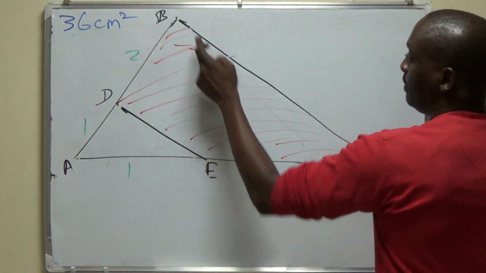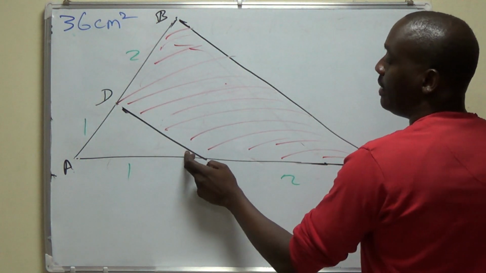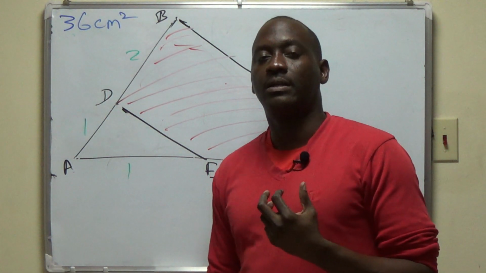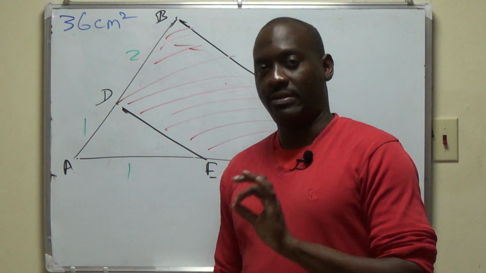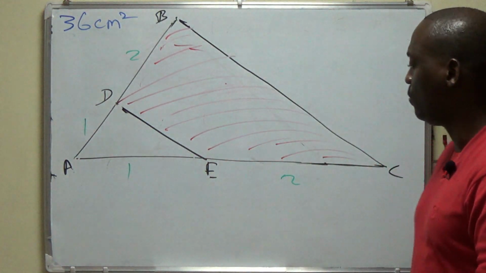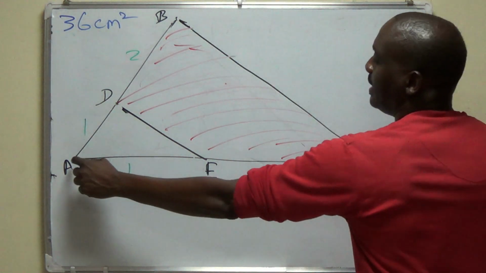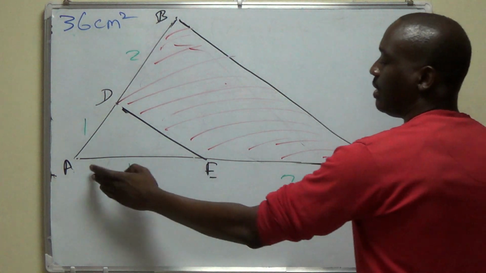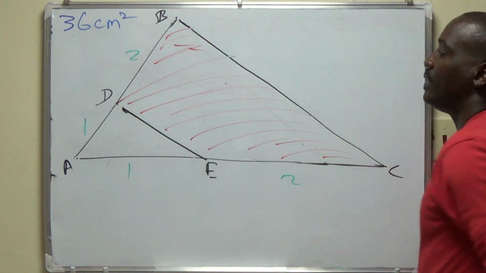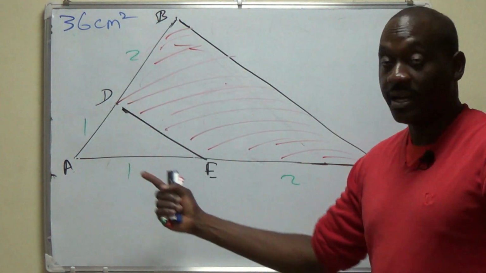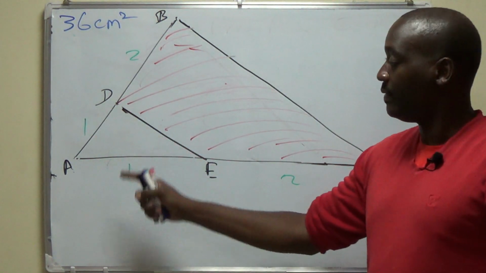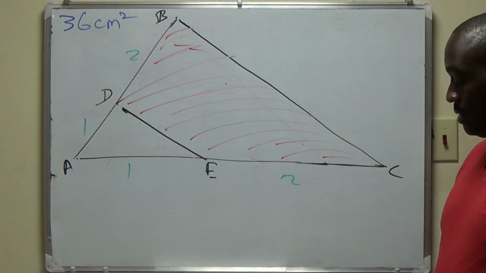Alright, same story here. Then what it means is that the area of the big triangle would be 9 times the area of the small triangle, 9 of course being 3 squared. So knowing that the area of the big triangle is 36 centimeters squared, all we have to do now is divide 36 by 9 to get the area of the small triangle.